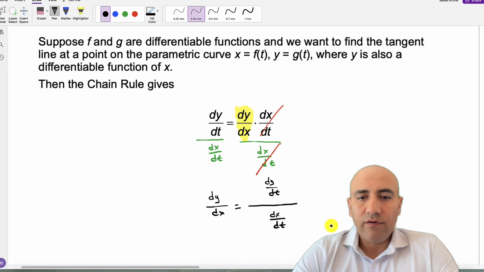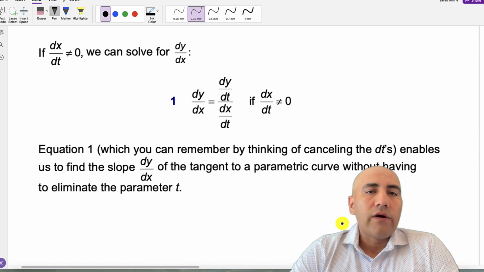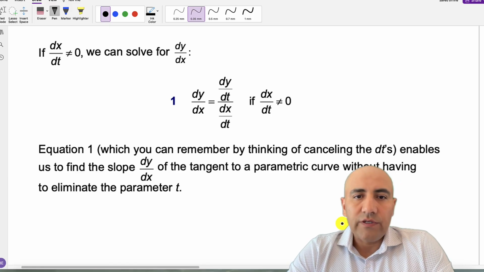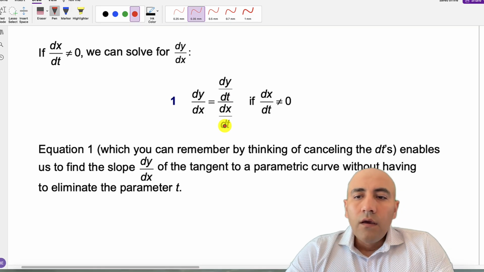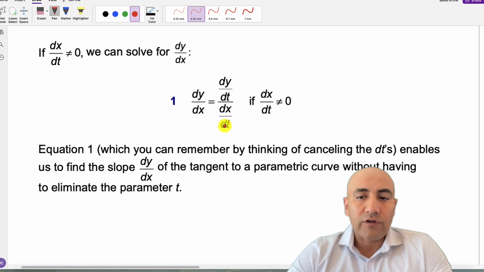Okay, we can organize this in the following way. If dx/dt does not equal 0, then we can solve for dy/dx as we did. So dy/dx is equal to dy/dt divided by dx/dt if dx/dt does not equal 0. Equation 1. We can remember this as canceling the dt's as well, same as before. This equation enables us to find the slope dy/dx of tangents to a parametric curve without having to eliminate the parameter t.